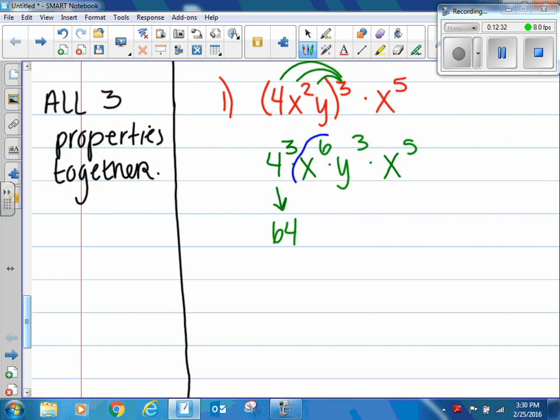Look at what else I have going on here. I have a base of x here and here. Because they have the same base, like the first thing we did in the notes, I can add those exponents together. So 6 plus 5, x to the 11th, and then y to the 3rd. Just like we've talked about previously, when you have variables like x, y, and z, we want to list our answer in alphabetical order. Because x comes before y in the alphabet, my x will come before y in my simplified answer also.